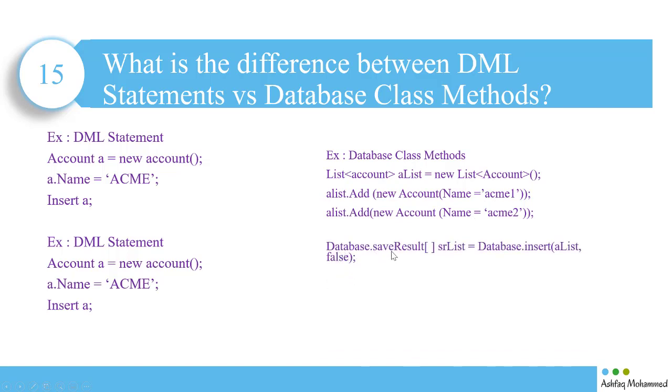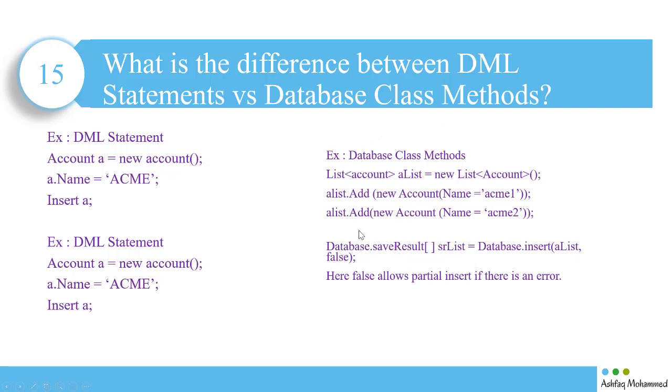So I will use Database.SaveResult[] sr. This is the syntax: Database.insert, then the list, comma, and this Boolean variable false. Here, false allows partial insert if there is an error. If I write false and one record fails, the second record will still be inserted. If I write true here, then if one fails, everything fails. So this is how Database.insert, or Database class methods, work.